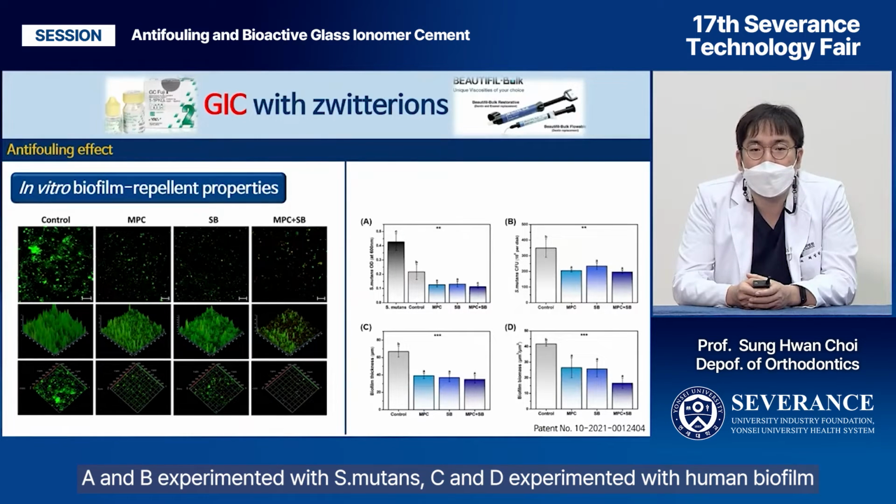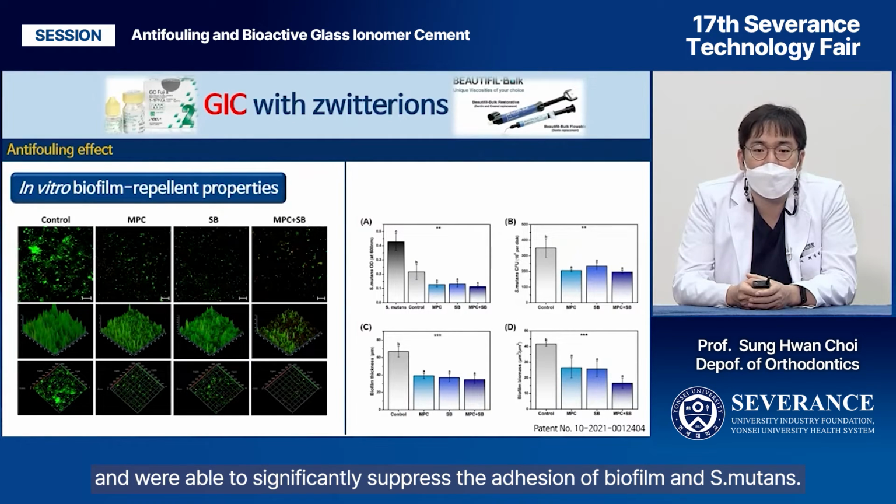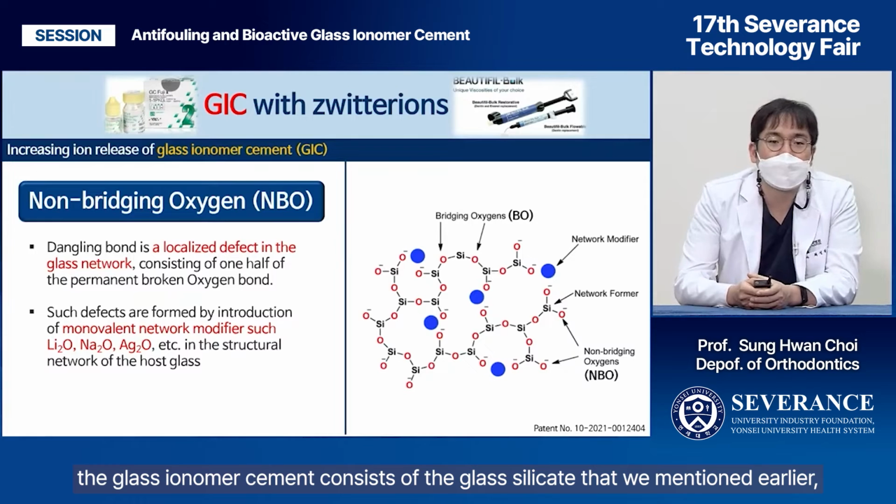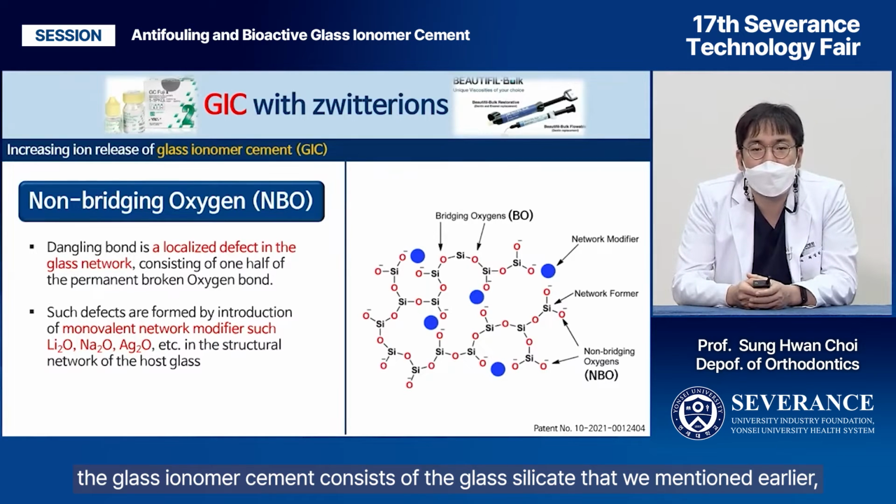A and B experimented with S. mutans, and C and D experimented with human biofilm, and were able to significantly suppress the adhesion of biofilm and S. mutans. However, as a result, the glass ionomer cement consists of the glass silicate that we mentioned earlier.